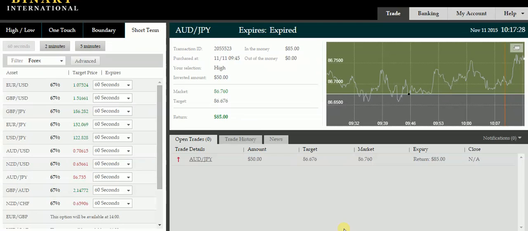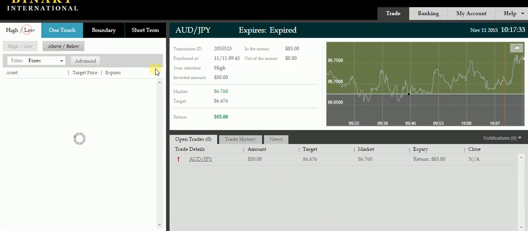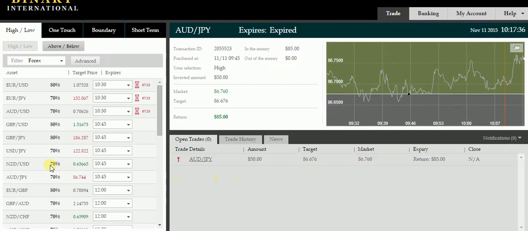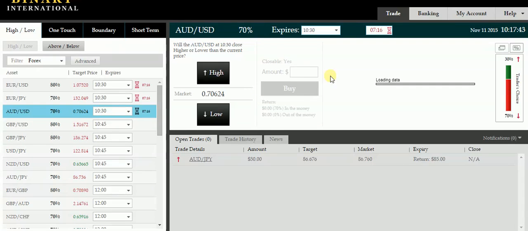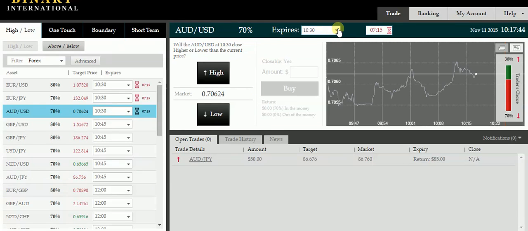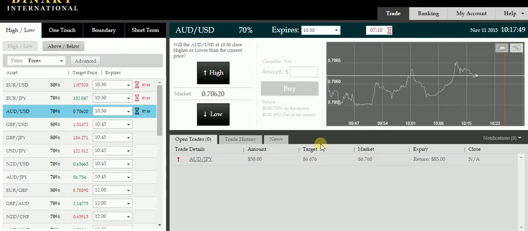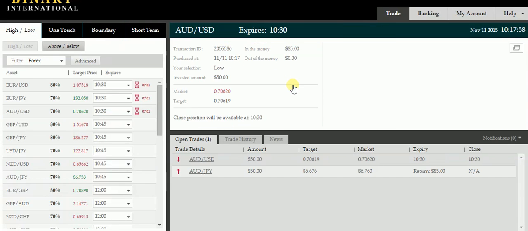Let's go to a platform to see if there is an expiry that is within 10 minutes. So we do have 10:30 as the next closest expiry. So we just take this trade to see how this trade pans out. So a low, and then we buy.